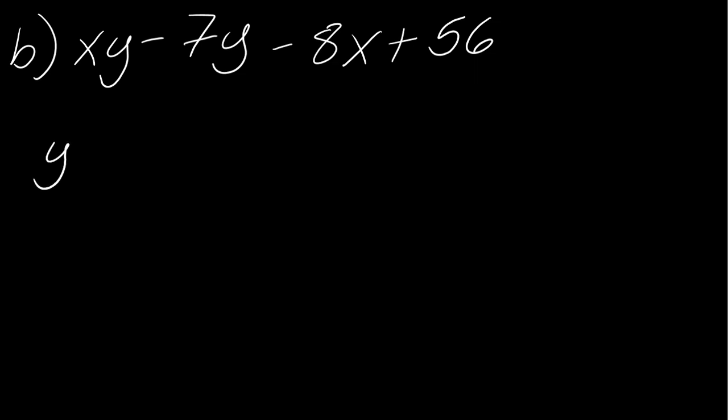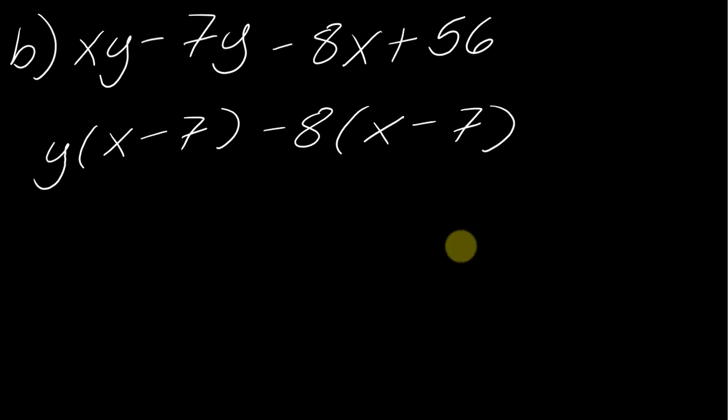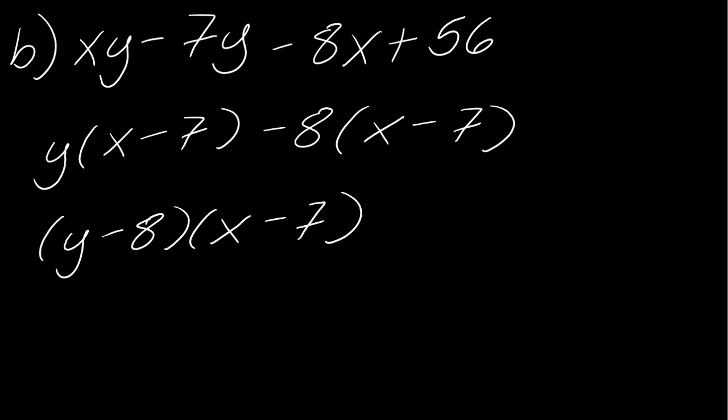So out of the first 2 terms, I'm going to factor out the y, and in the second 2 terms, I'm going to factor out negative 8. So again, notice that when I factor out negative 8, since I factored out negative 8 from 2 terms, this term becomes negative. This term was positive, but since I factored out a negative, now this has to become negative, right? So negative 8 times negative 7 will give me positive 56. So make sure that you did that. And this is going to leave me with y minus 8 times x minus 7, and so we're all good.